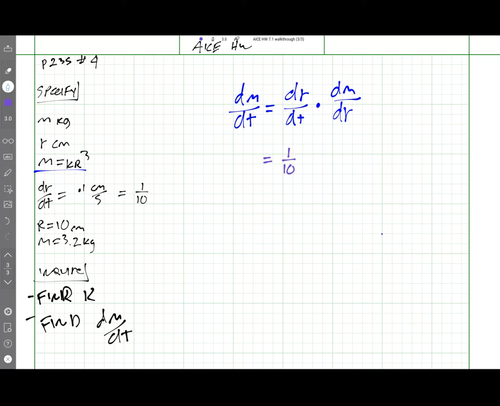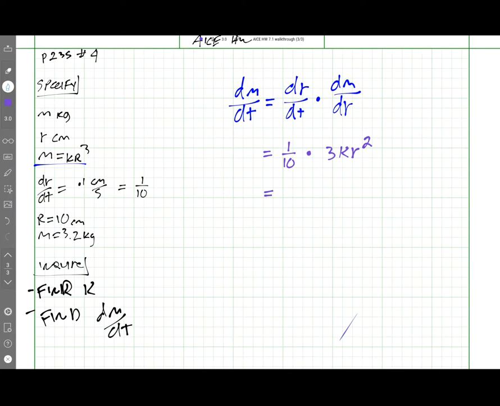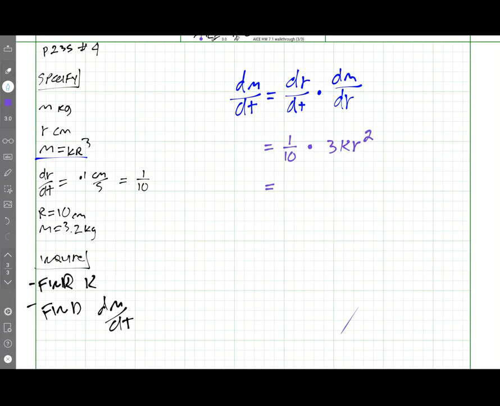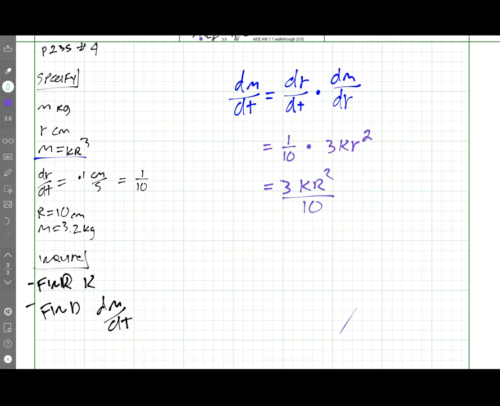So 1 over 10 times the derivative of that function. So it's going to be 3kr squared over 10 is dm/dt. So now all we have to do is figure out what k is. Well, this is not as tricky as it could be. So we go back and look at what we've used. Well, we've used this, but we haven't used these two pieces of information yet.